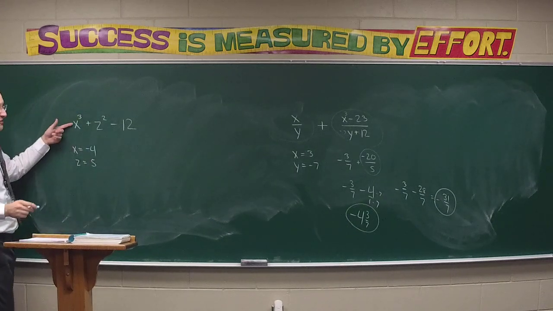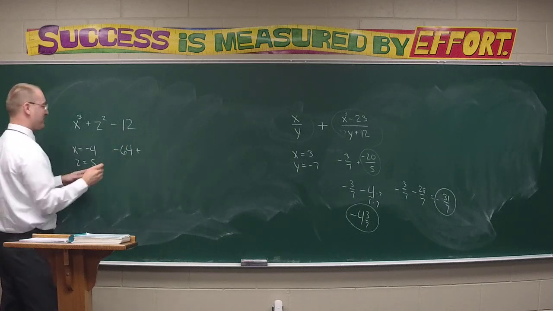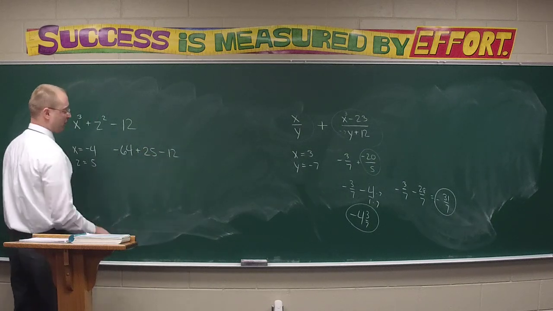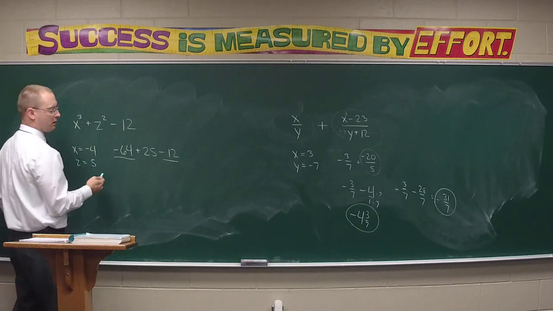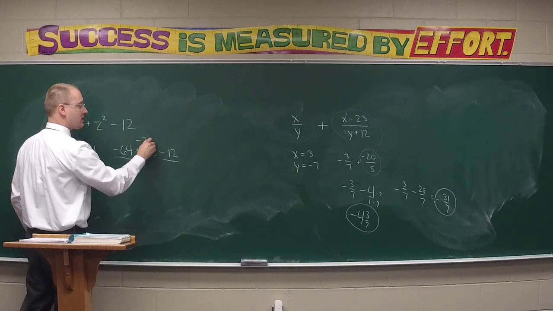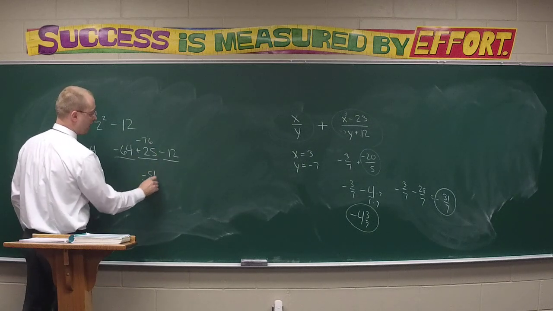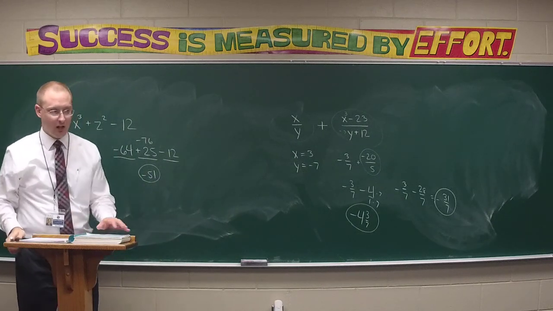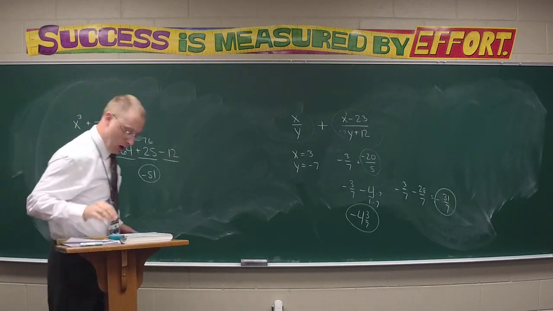Kendall, what's -4 cubed? -64. What is 5 squared? 25. 25, and of course we have this -12 at the end. I'm going to combine the two negatives first. -64, -12, class? -76, and then we'll add them together to get -51. How many had -51 for your answer? Good, several of you this time. Questions on this? All right, let's drop down to the 1 through 12 at the bottom of the page.